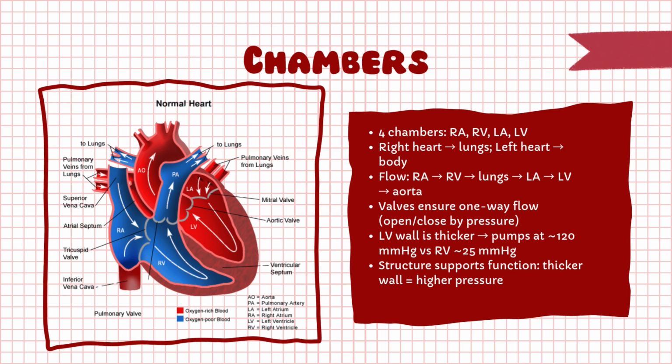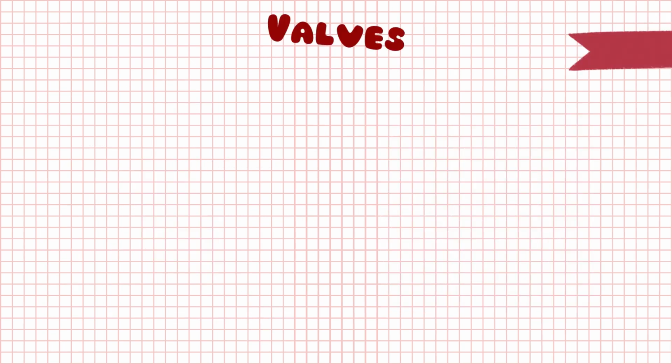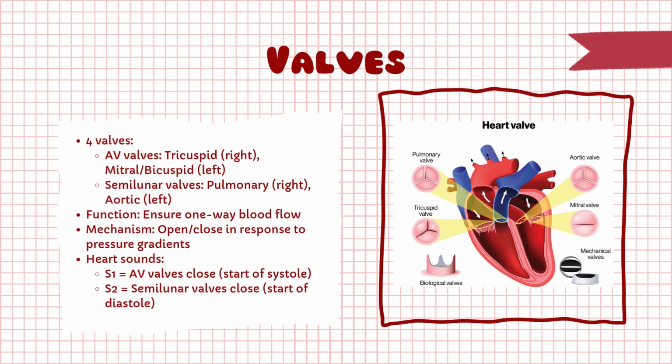Here's the key concept: the left ventricle has a thicker wall than the right. Why? Because it must pump against systemic vascular resistance, a much higher pressure system compared to the pulmonary circulation. The heart contains 4 valves to ensure blood flows in one direction. The AV, atrioventricular, valves: tricuspid on the right, mitral, or bicuspid, on the left. The semilunar valves: pulmonary on the right, aortic on the left.